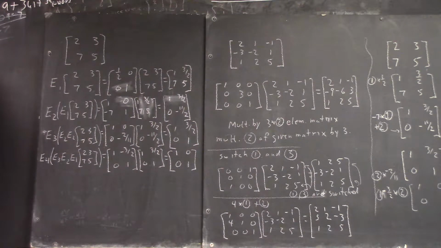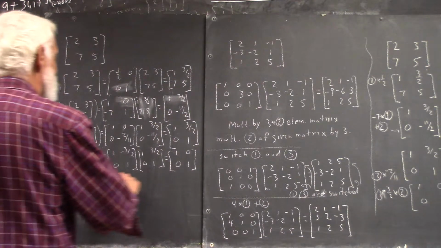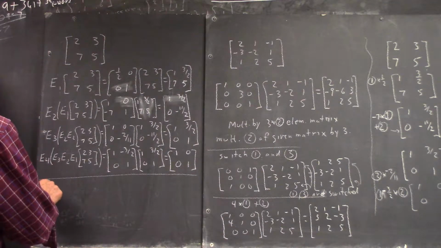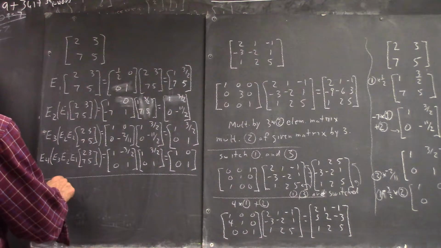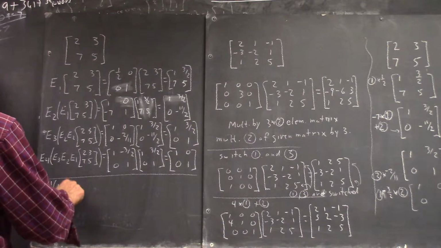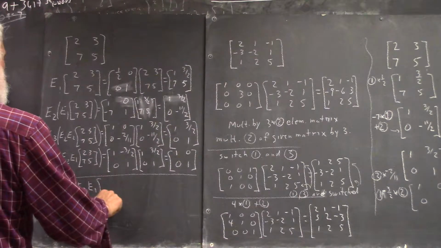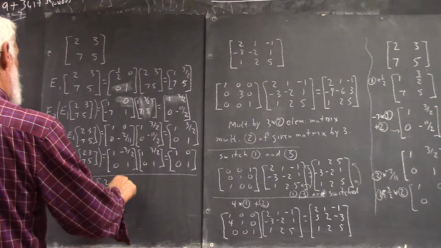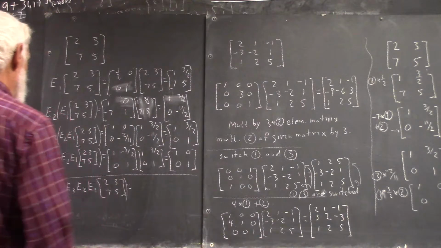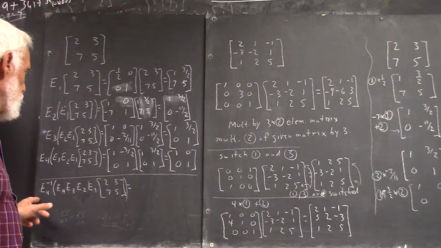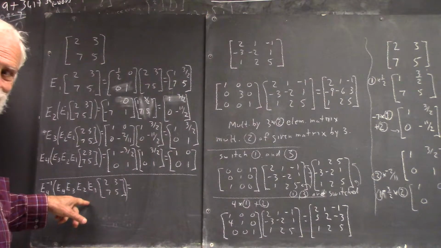Well, now, if we do E4 inverse times this, okay? We could multiply it out, because we'd just be doing E4 inverse times the identity, okay?